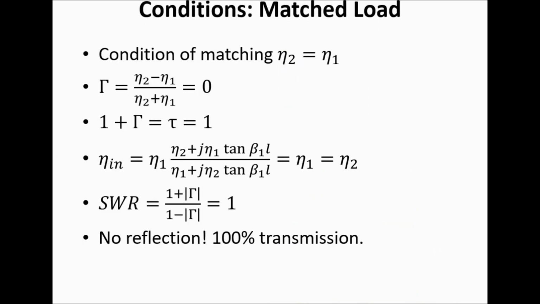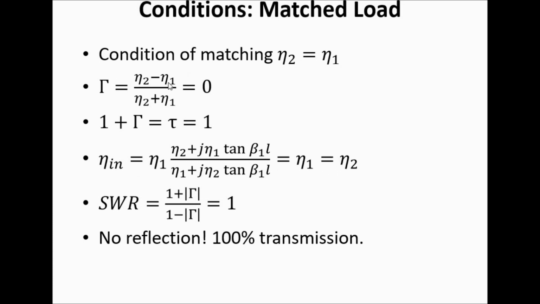Now we can use the reflection concept to get some matching conditions, for example, for the matched load condition. So we can check some conditions. So for matched load, you see the condition of matching means eta 2 equal to eta 1. If eta 2 and eta 1 are the same, then the reflection will be 0, transmission will be 1, and eta input will be eta 1 or eta 2.